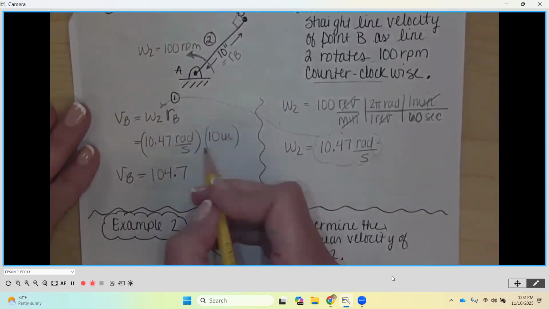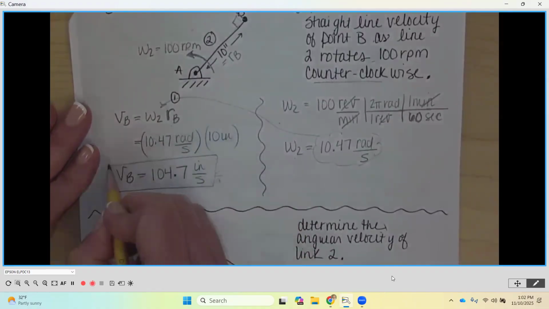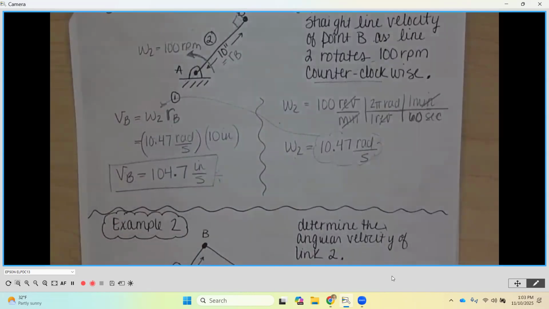So this is going to be inches per second, okay, which are appropriate units for velocity. So the radians disappear, all right? Whenever we multiply radians by something, that something is what stays, okay?